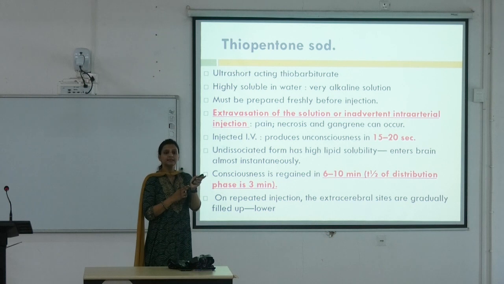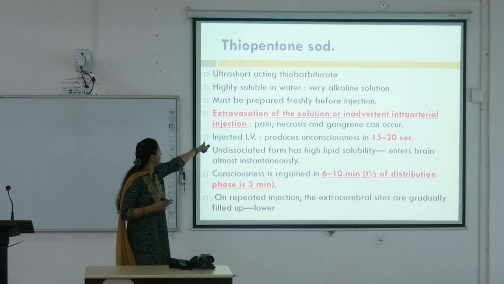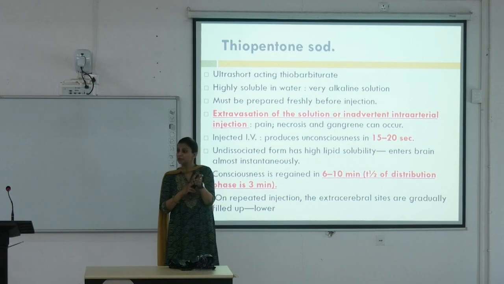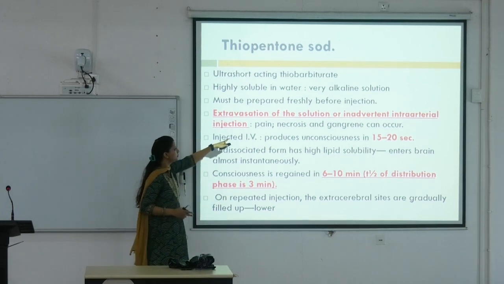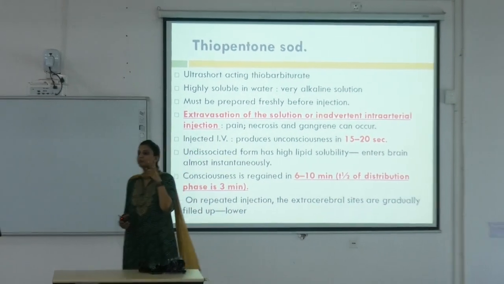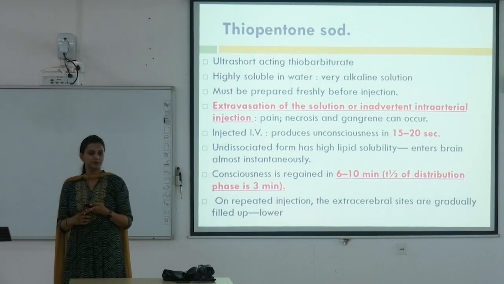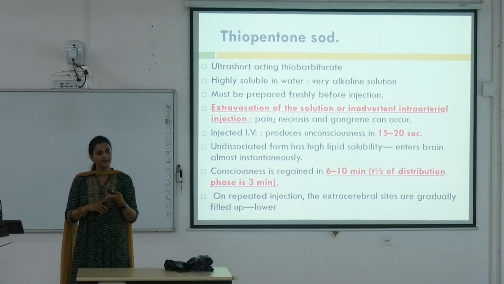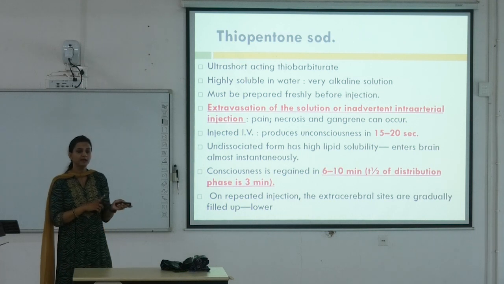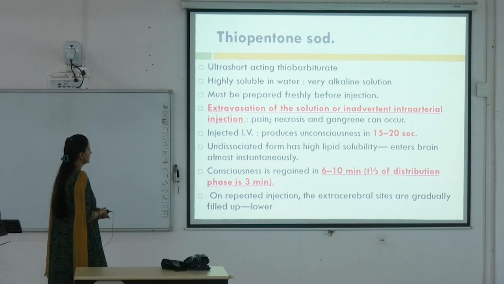And if by chance this goes into the artery, what will happen? Extravasation যদি হয়ে যায় বা তুমি ভুল করে আর্টারিতে যদি দিয়ে দাও instead of the vein, then what will happen? There will be pain, necrosis and gangrene can occur. So you have to be very careful. This is an important MCQ also. Which drug, if given inadvertently into the artery, can cause gangrene, necrosis, and severe pain? So that is thiopental sodium.